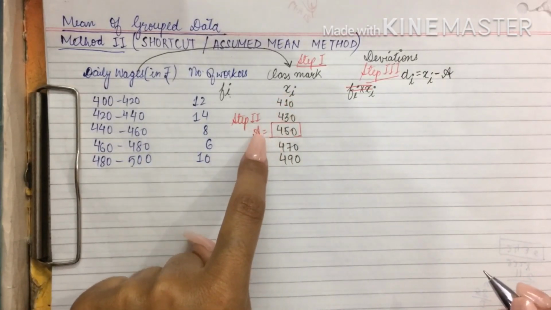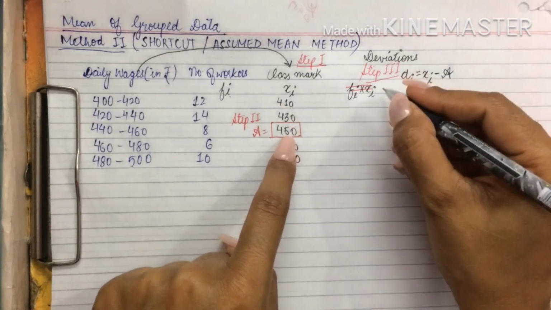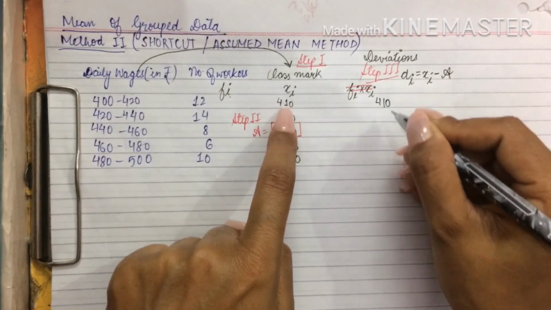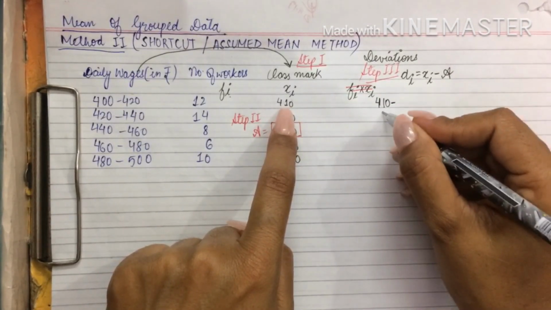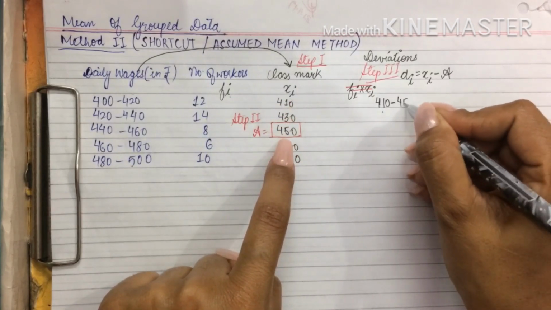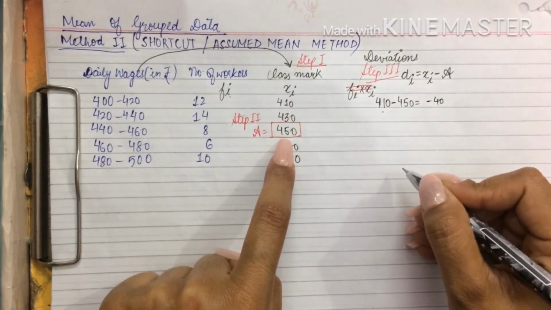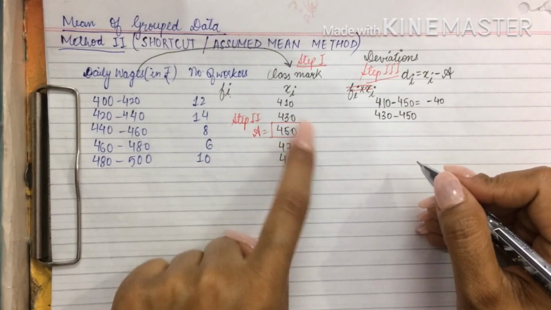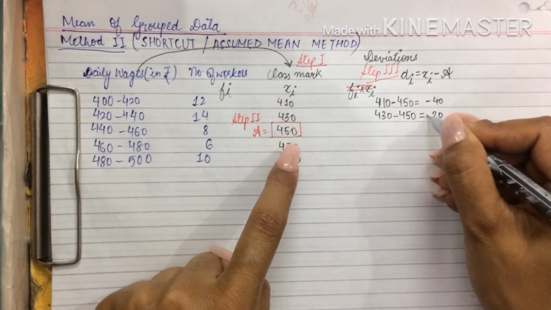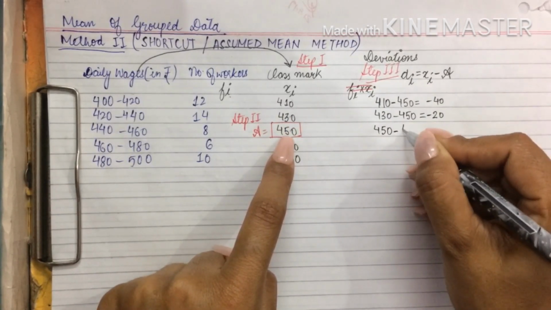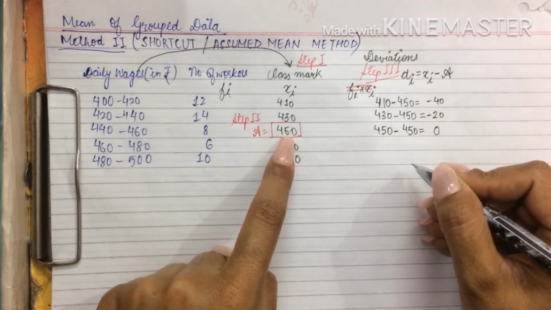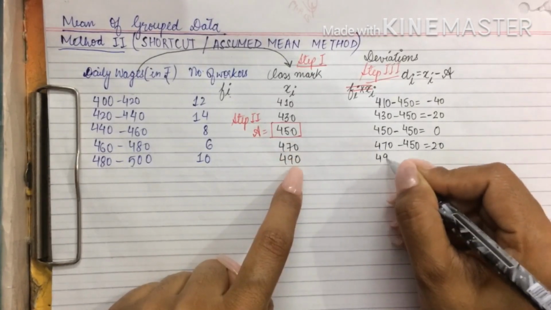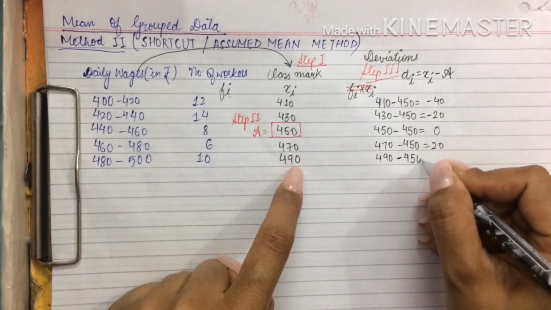So xi minus A, 410 minus 450. I'm writing it down in detail here; you could avoid this if you want. The first xi is 410 minus the assumed mean 450. This gives you minus 40. Then the second one, 430 minus 450. At every step you have to subtract 450. So this is minus 20. For 450, the third observation, subtract 450 from itself. This gives you 0. 470 minus 450 gives you 20. Then 490 minus 450 gives you 40.